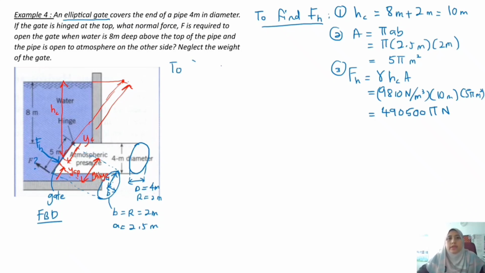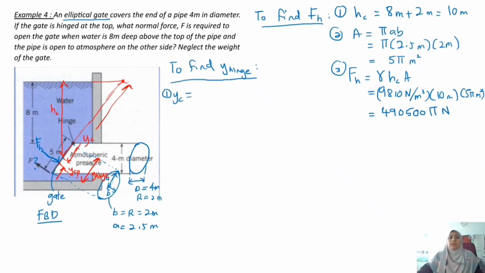Another step is to find Y hinge. Why do we need Y hinge? Because later we want to do the summation of moment. So to find Y hinge, the first step that you need to do is to find YC.